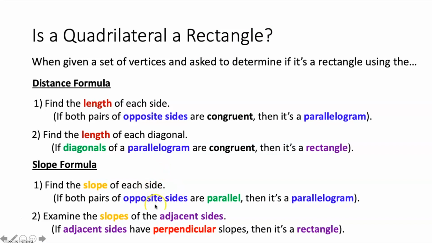But if you know that both pairs of opposite sides are parallel and you know it's a parallelogram, you move on to step 2, which wants us to examine the slopes of the adjacent sides. The reason for this is because if the adjacent sides have perpendicular slopes, then it's a rectangle. And the reason for that is because if you know that both pairs of opposite sides are parallel, and you know that the adjacent sides are perpendicular, that means that it's a parallelogram with all right angles. Therefore, it must be a rectangle.